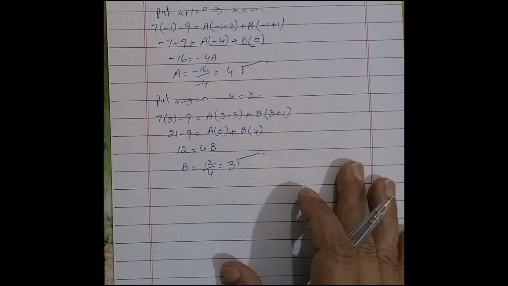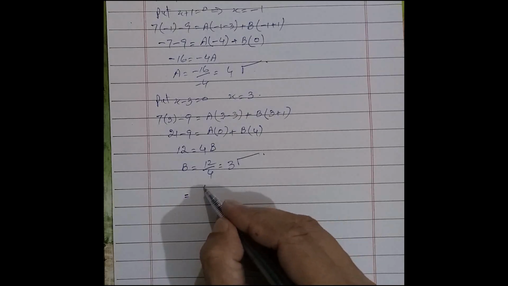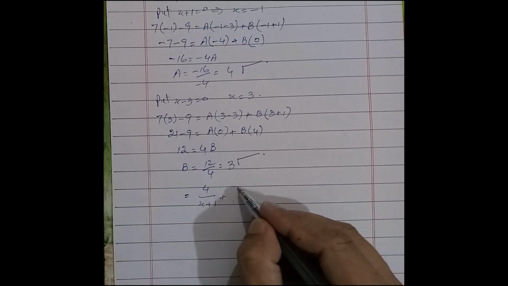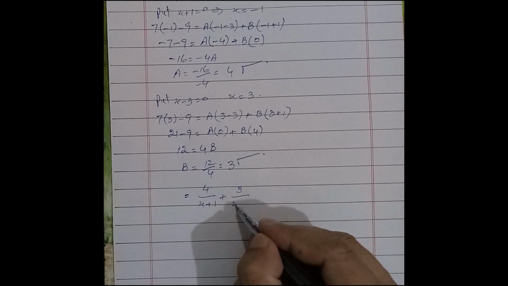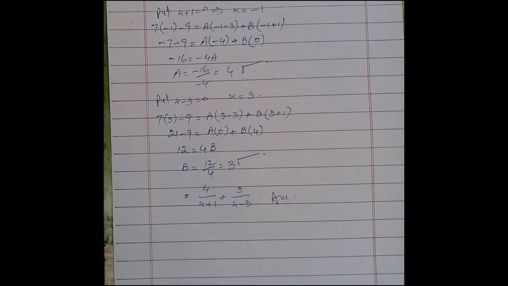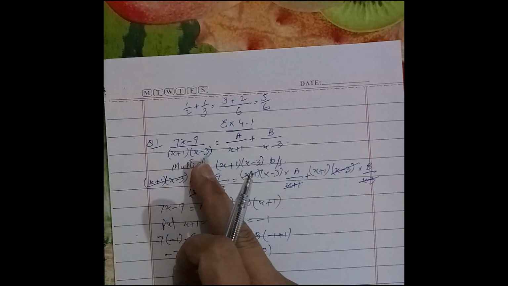Here we get a is equal to 4 over x plus 1 plus b is equal to 3 over x minus 3, and it is the answer, which is the partial fraction of 7x minus 9 over x plus 1 into x minus 3.